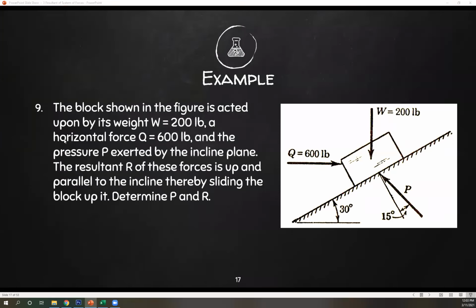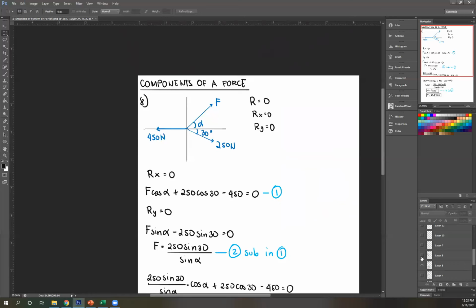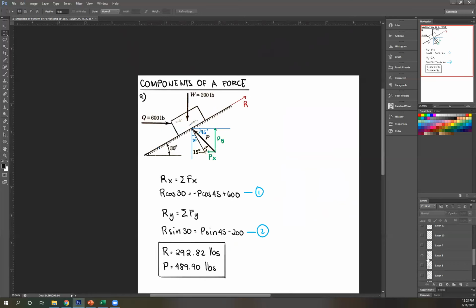The block shown in the figure is acted upon by its weight, 200 pounds, a horizontal force, 600 pounds, and the pressure P exerted by the inclined plane. The resultant R of these forces is up and parallel to the incline, thereby sliding the block up it. Determine P and R. So again, our goal is to determine P and R. I've written down the solution already. Let's just talk about it.